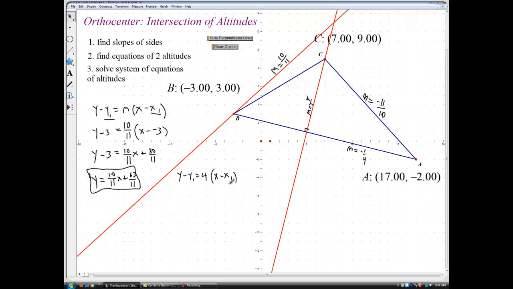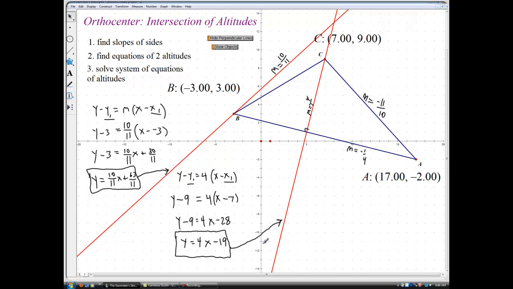To substitute in for x1 and y1, my only choice is point C. Definition of an altitude is it is perpendicular to the base going through the opposite vertex. So 7 goes for x1 right here, x minus 7, and 9 goes in for y1, y minus 9. And this is now the equation for this altitude. And remember, we had found the equation for this altitude right here. So I will be pausing here and setting up the algebra to solve this system of equations.